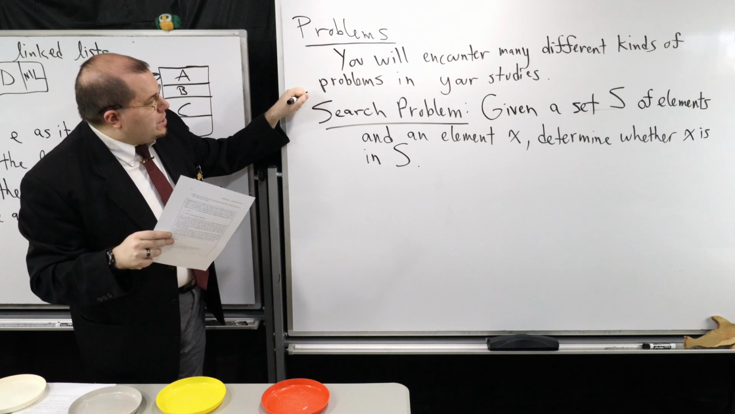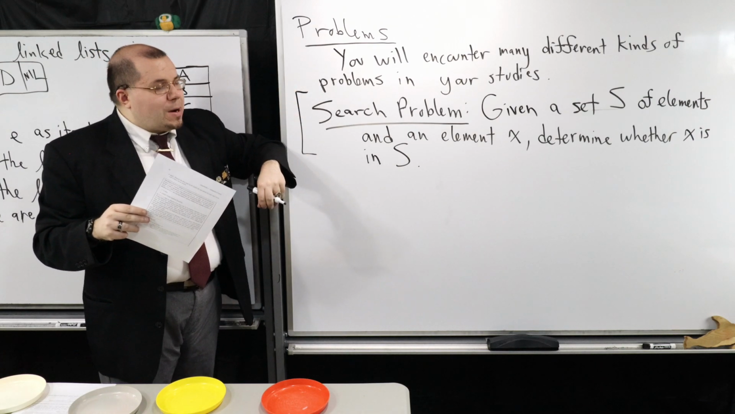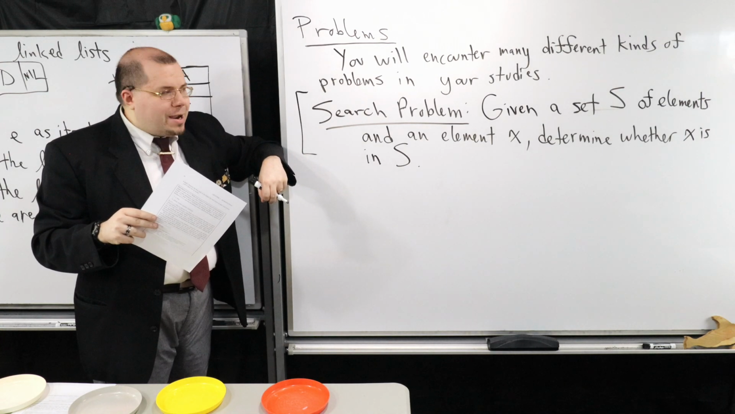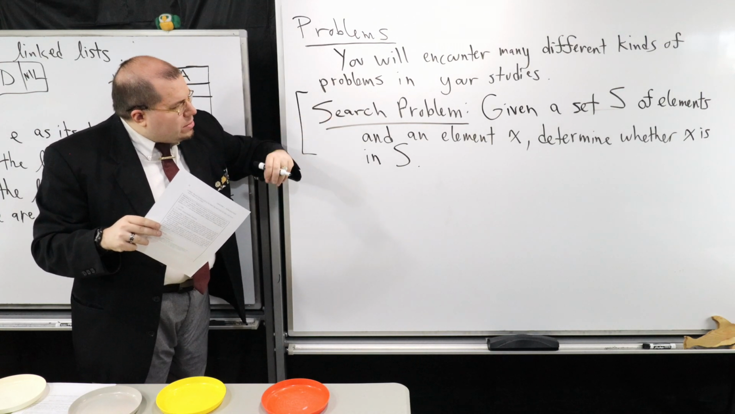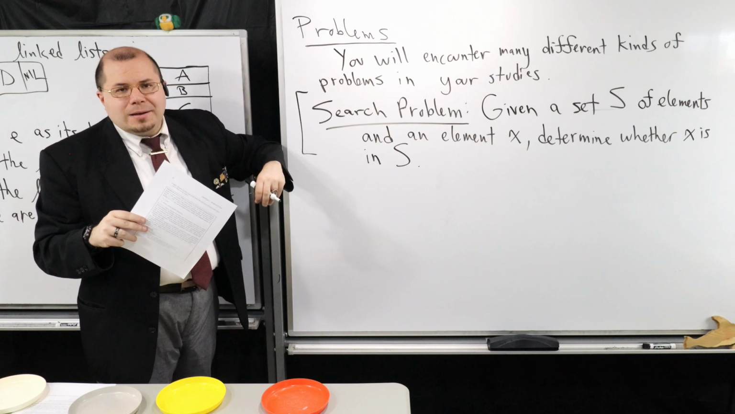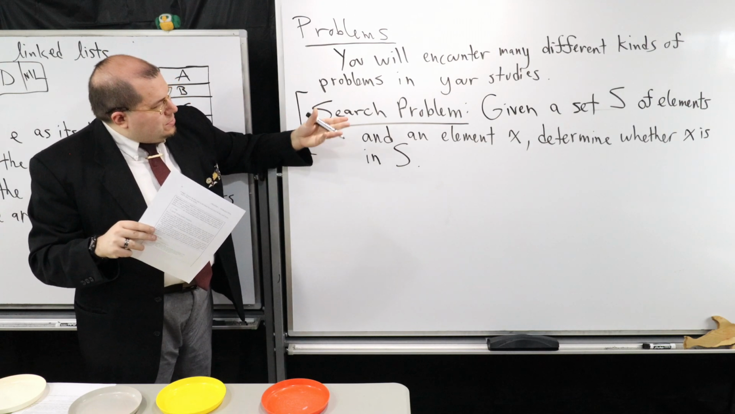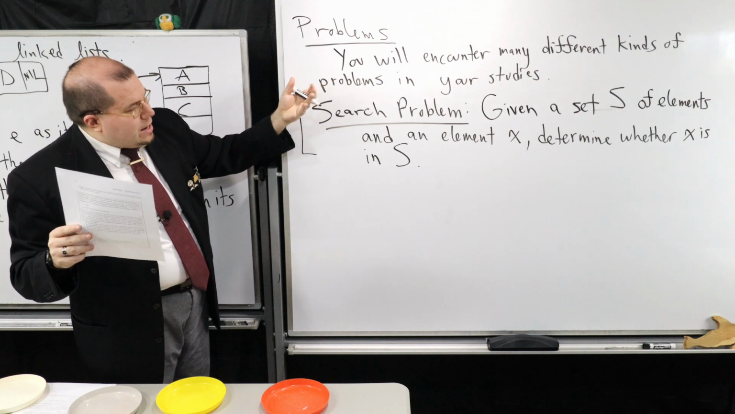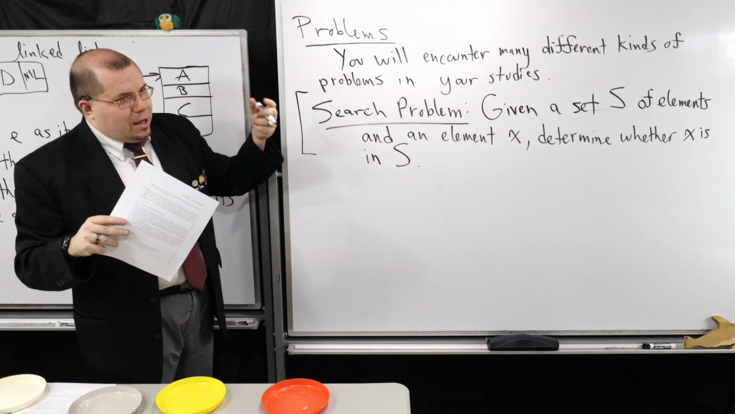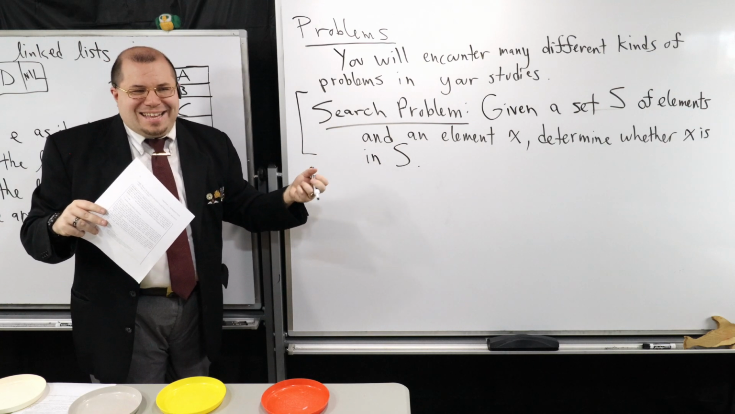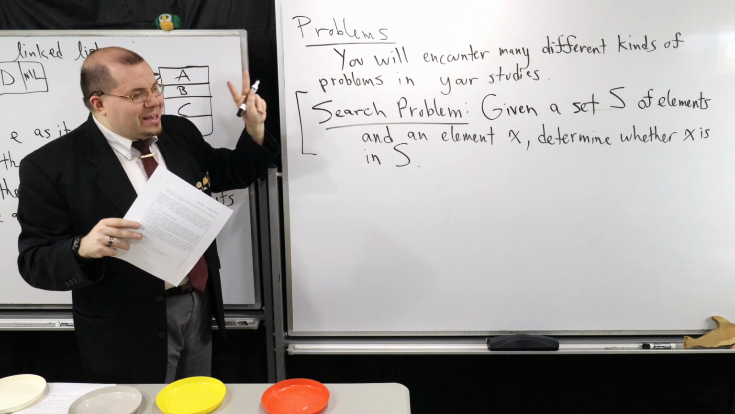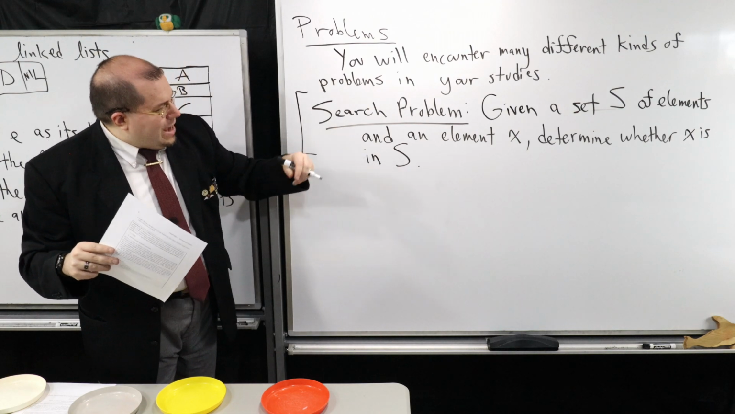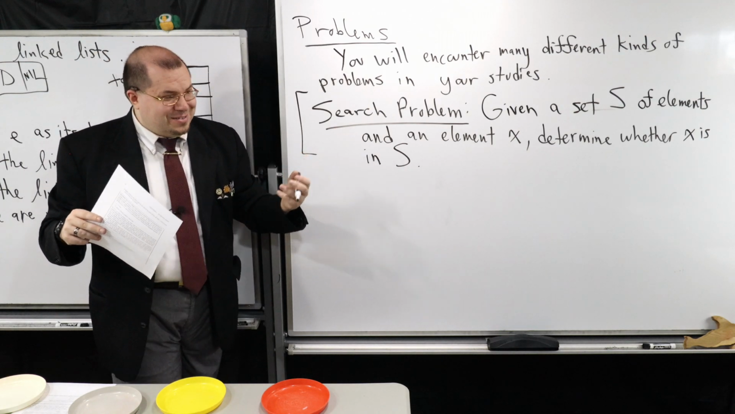I must stress that the set might be represented in a variety of different ways. We're going to focus primarily on when S is an array. If I give you this set S, an array, and I give you an element X, you can think of this like a key. I give you these two things as input. I want to know, true or false, whether X is in S or not.